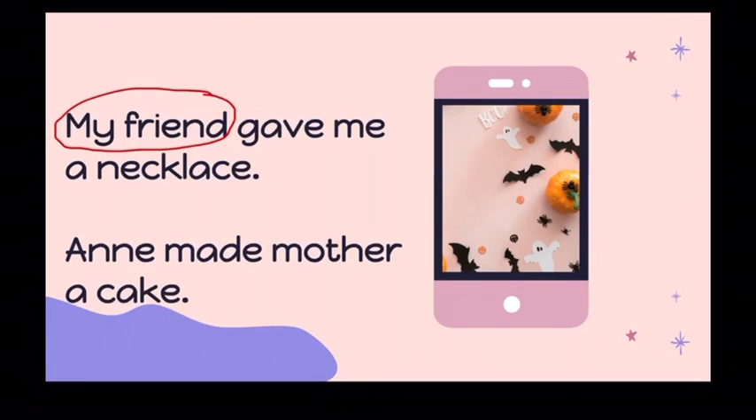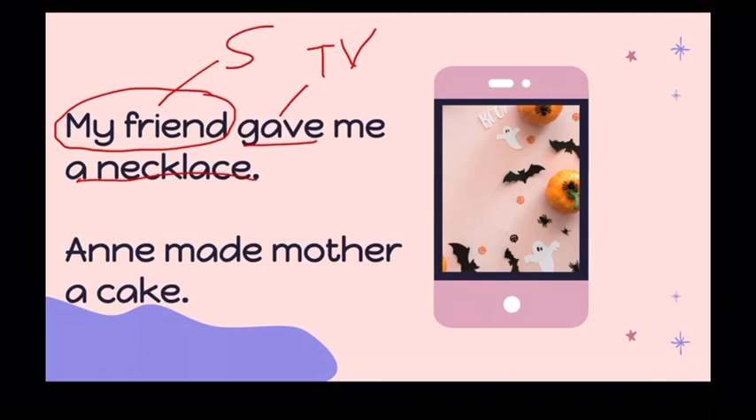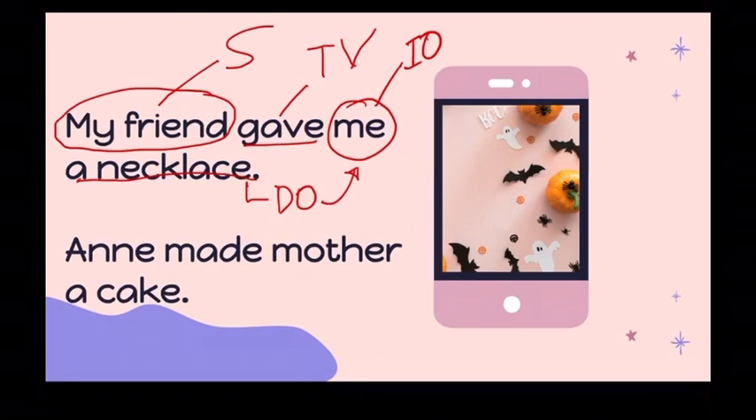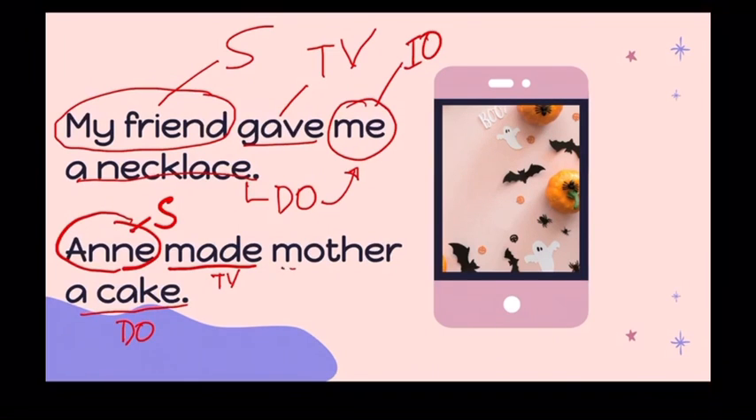Take note that my friend is your subject, gave is your transitive verb, a necklace is your direct object, and me is the one that receives that direct object, therefore it is called the indirect object. In the second example, Anne is your subject, made is your transitive verb, a cake is your direct object, and mother, which receives that direct object, is your indirect object.